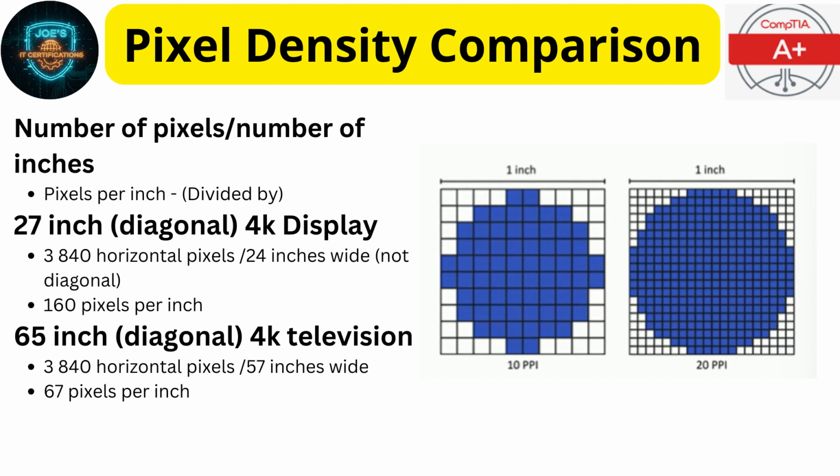Let's take exactly the same resolution of 4K display, and now let's make the total size of the display a 65-inch display. This means that we still have 3,840 horizontal pixels, but the width of this television is much larger at 57 inches. If we then divide 3,840 by 57, we have a total of 67 pixels per inch. So although the image itself may be at exactly the same resolution on a 27-inch and a 65-inch display, you can see that the pixels per inch are very different between those two displays.